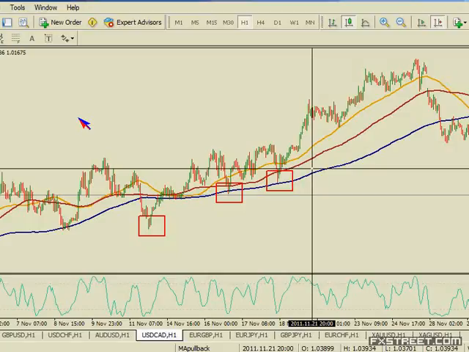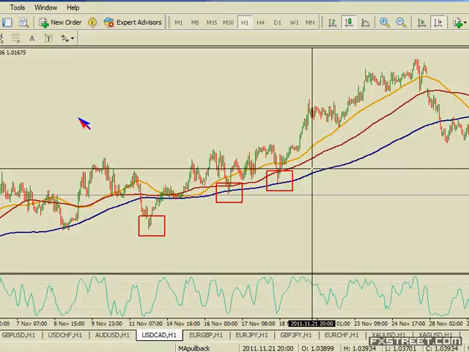Okay. First of all, number one, in this deep pullback trade, I'm looking for correct order moving averages to denote trend. And in this case, I have the 200 period in blue. I've got the 100 period in sort of dark red. And I've got this 50 period in orange. Okay? So this is a correct order for an uptrend.